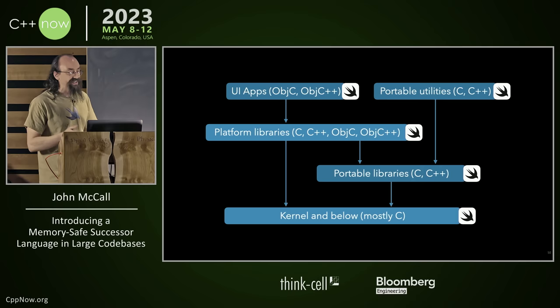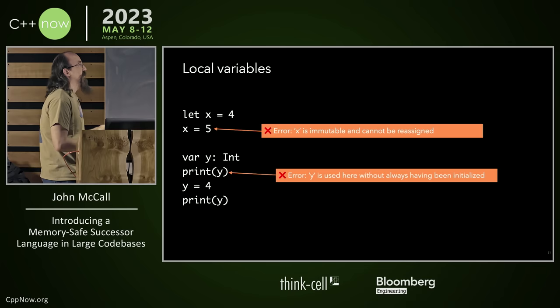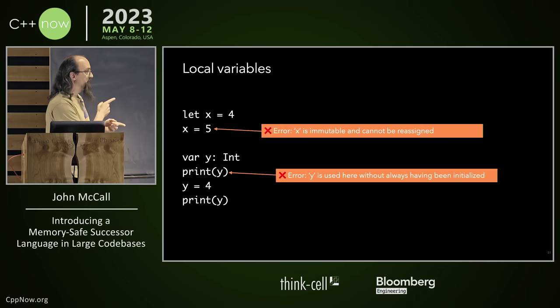I don't want to go too deep into the language tutorial here, but let me talk through some of these basic features. I'm going to start really simple with local variables. In Swift, a let is a truly immutable binding within its scope. A var can be reassigned, but only locally. You can pass it by reference to something, but when you pass it by reference, it can only be changed within that function, and that can't escape.